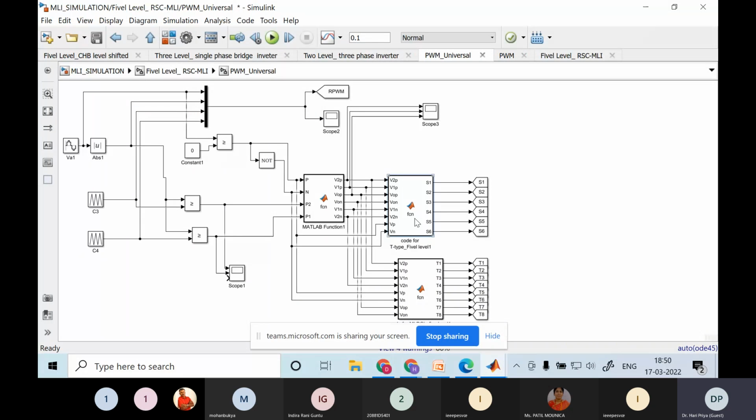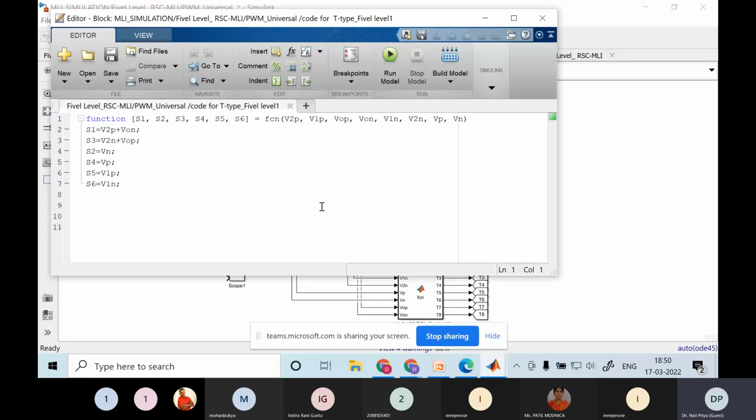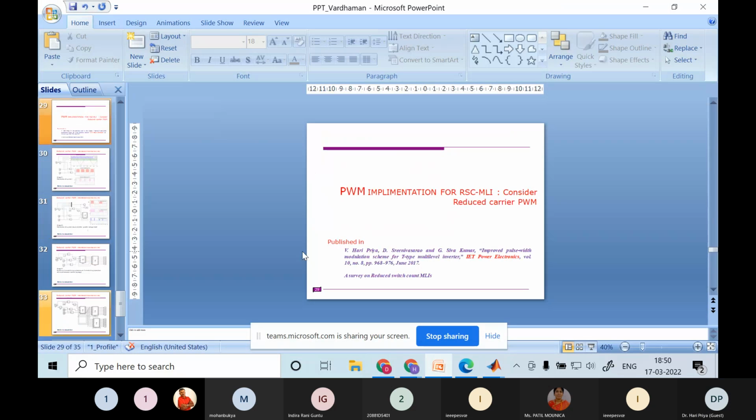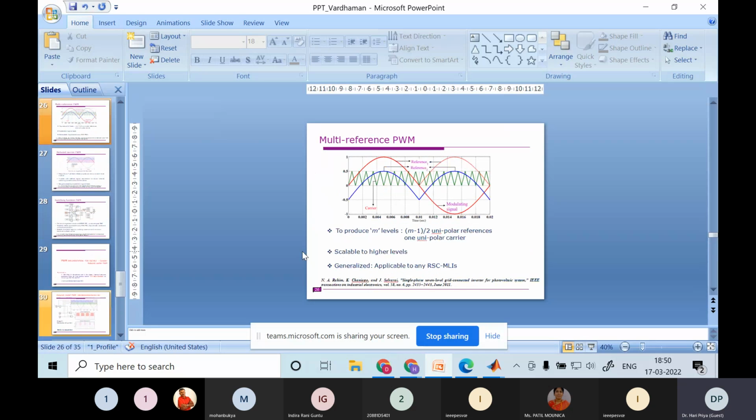So for that, what we take according to this particular configuration... is the slide changing? Is the slide changing, ma'am?